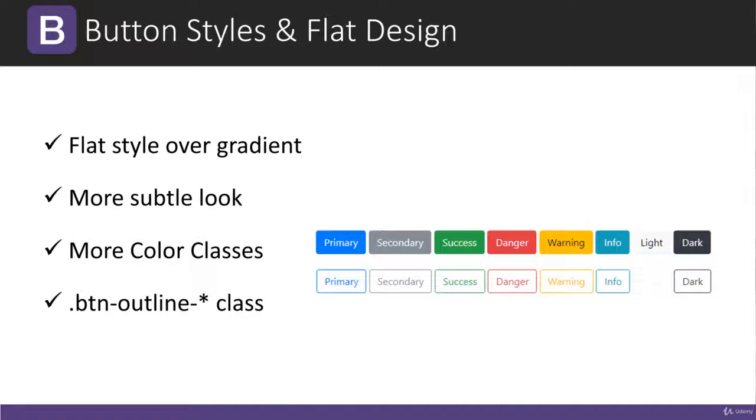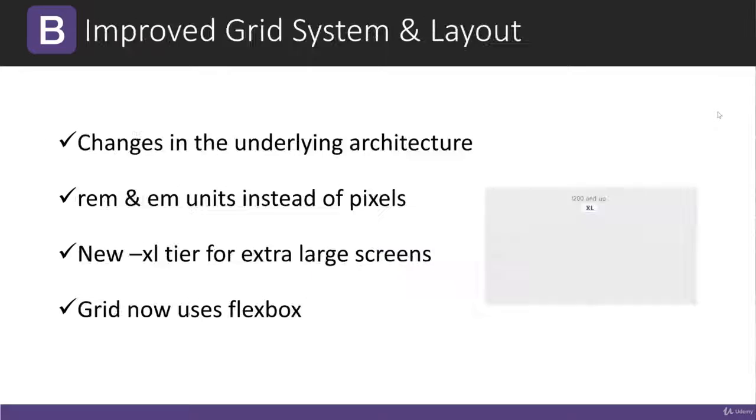All right, so as far as design, Bootstrap 4 has a much more flat look to it as opposed to the gradients that version 3 used. So flat design seems to have become more popular in the past few years or so. It has a more subtle and clean look to it. We also have extra color classes like the light and dark class, as well as these outlined buttons here. So basically a white background with the colored text and border.